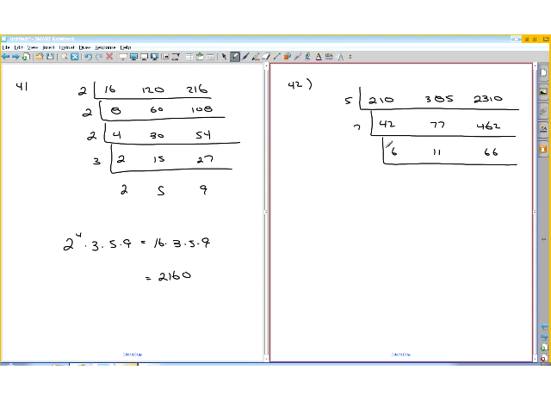Okay, so now 7's not going to work. The next prime number is 11. We have 11 here, and 66 can be divided by 11, but 6 can't. So we bring the 6 down. 11 divided by 11 is 1. 66 divided by 11 is 6. So we're done. So then we multiply all this stuff together. So we have 5 times 6 squared times 7 times 11.